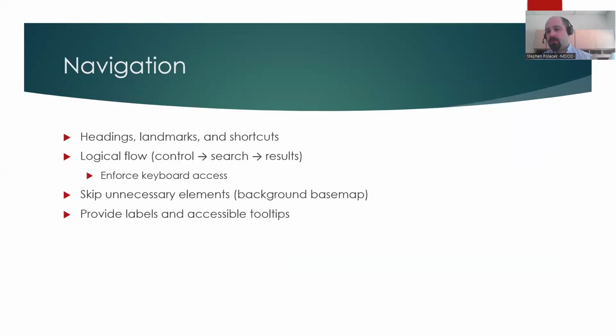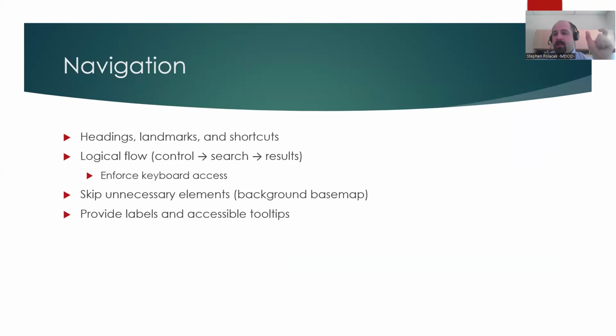Now, navigation, actually moving through the application, is where things start getting a little complicated. The main thing to keep in mind is that we want ways for users to skip to parts of it. So headings, landmarks, and shortcuts. All three of these are ways that a lot of assistive technology will move around a web page quickly and easily. So we need to make sure that those are there.